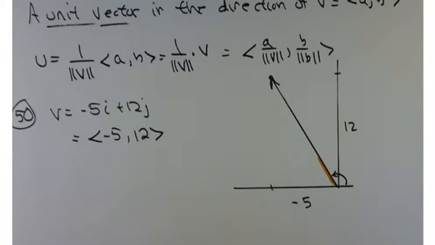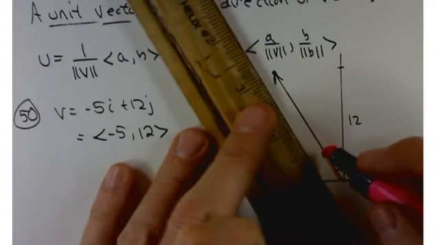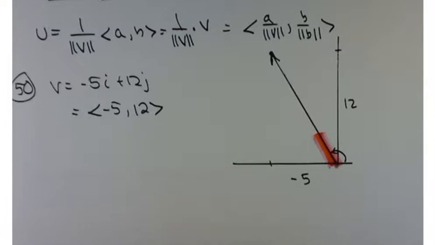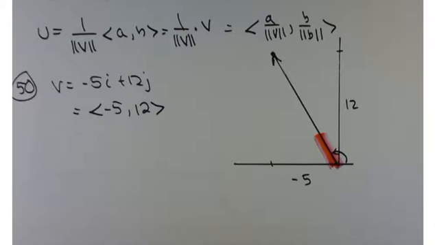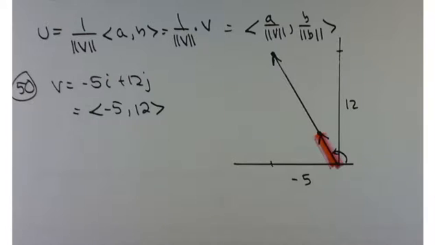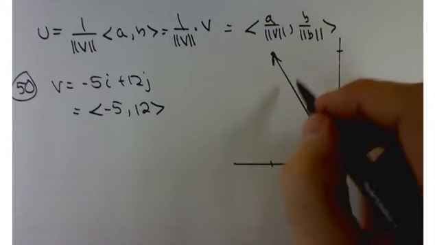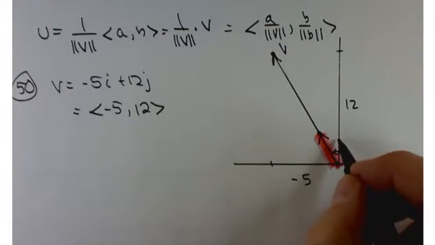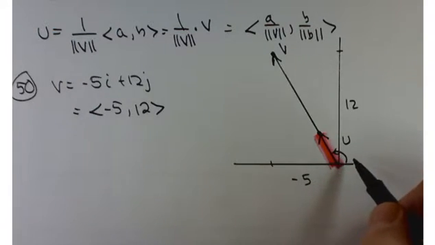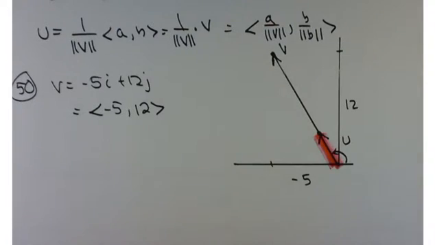Here, let me see if I can get a better version of that. Hopefully that's a little bit more legible. I want one that's shorter. In fact, how long do I want it? I want this to be a length of 1. But it's going to point in the same direction. So how do I scale this down? This is my V right here. I want a vector u that points this way, but it's shorter. It has a magnitude of 1. So that's what we're looking for. Something that's a little bit shorter. Or sometimes we have to stretch it, make it a little bit longer.